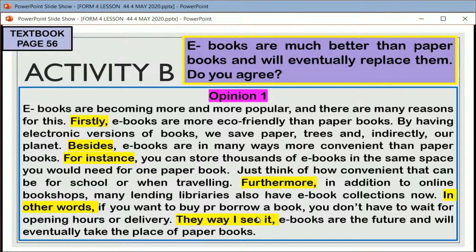The way I see it, ebooks are the future and will eventually take the place of paper books, right? So when you look at this, opinion 1 is like most of you who agree that ebooks are much better than paper books. Looking at this opinion, the writer who writes this paragraph has fulfilled the task. Ebooks are much better than paper books and will eventually replace them. He or she has agreed, right?